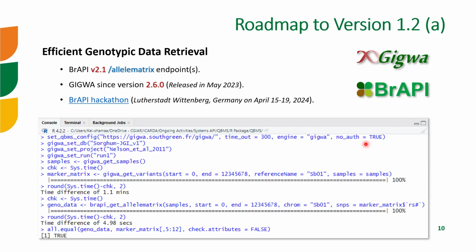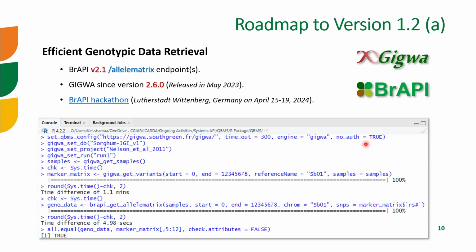But that BrAPI endpoint was not available in GIGWA until version 2.6, which was released in May 2023. Once they implemented it in their backend database, this is how I get back to the question of the colleague who asked, do all the breeding databases support this? Actually, it's a relationship between us developing QBMS and the database developers. We need to ensure the required integration from both sides to do that kind of connection and communication.